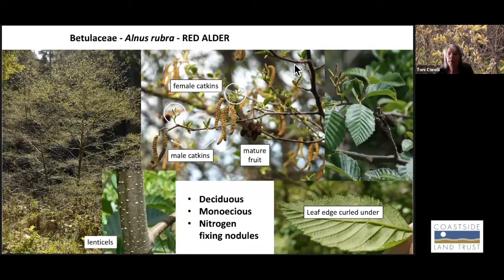This is the red alder. On the left, you can see the tree getting its new leaves. The leaf edge is curled under. This is a diagnostic characteristic that distinguishes it from other alders in our area. The center photo shows the flowers that are also called catkins, the female flowers and the male flowers. The mature fruit is shown here, which is produced by the female flower.